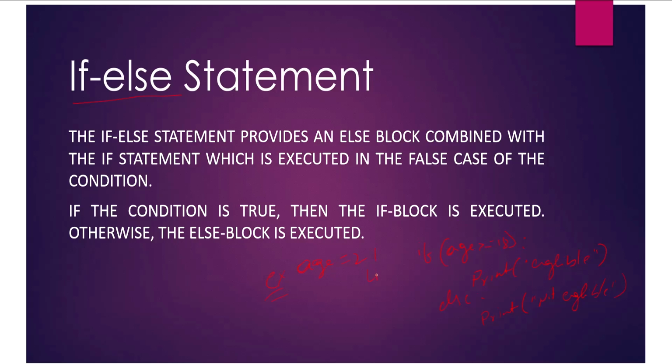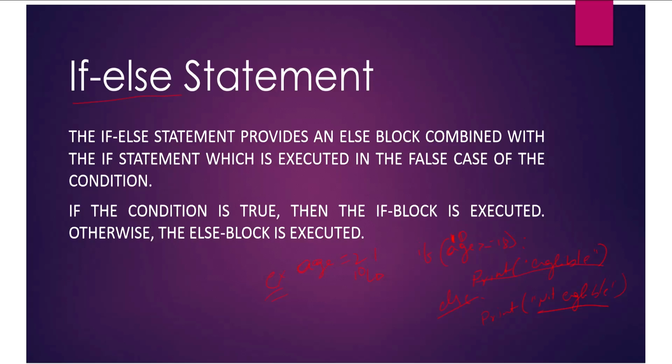Since age is 21, and 21 is greater than or equal to 18, he is eligible to vote. Suppose we have a value like 10. Here the age variable value will be 10. 10 greater than or equal to 18 is false, so it will be evaluated to false and go to the else condition, and here it will print not eligible. Since he has an age less than 18, he is not eligible for voting. So this is how the if else statement is used.